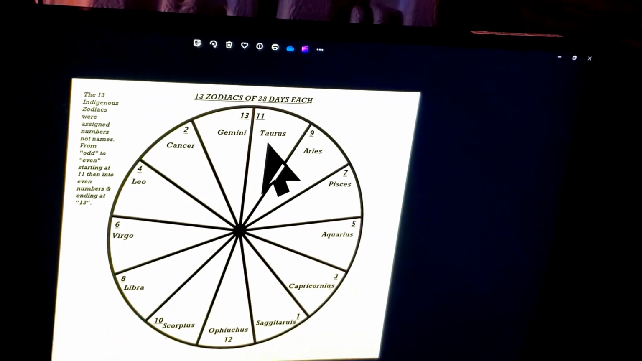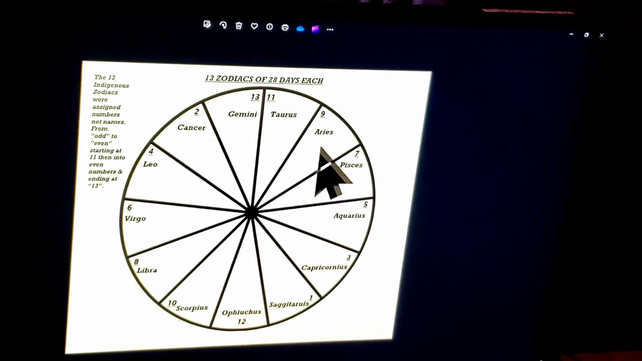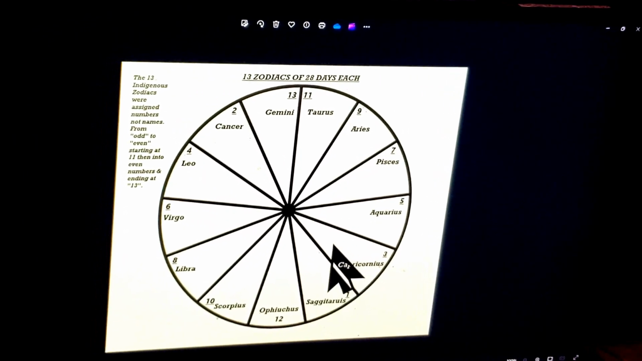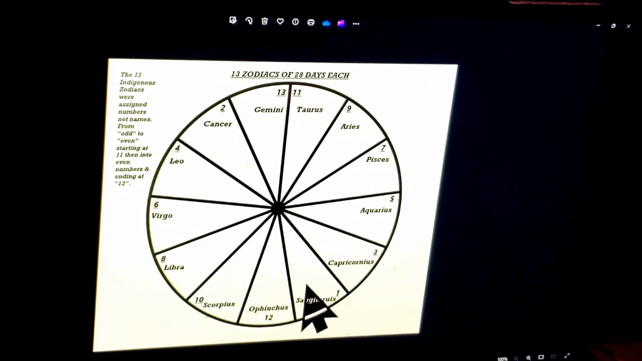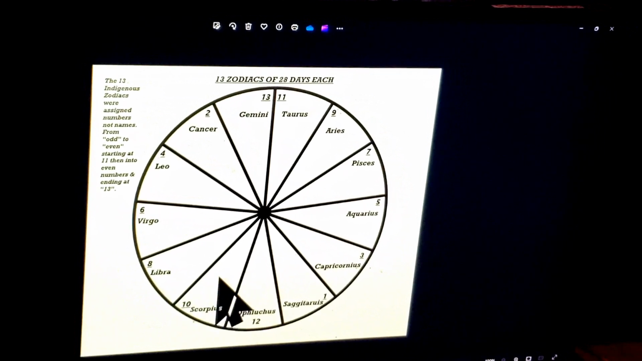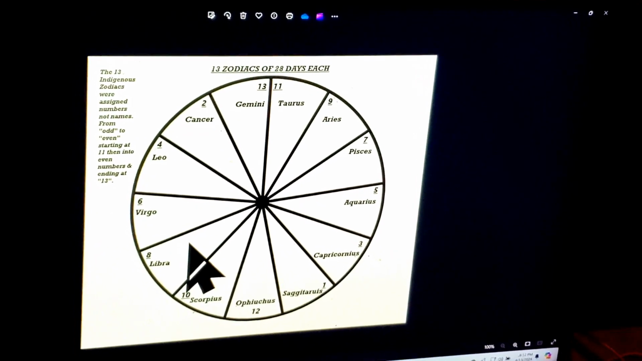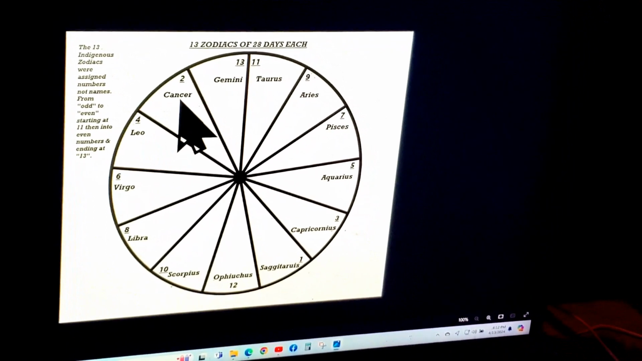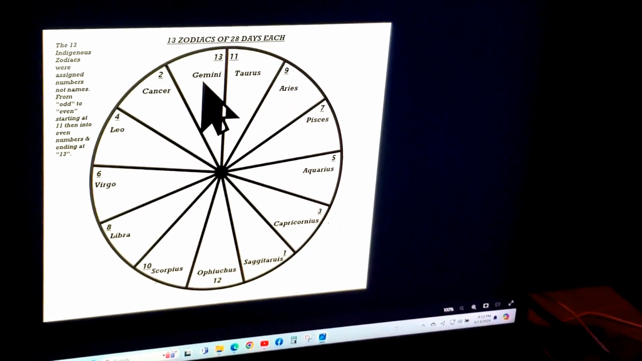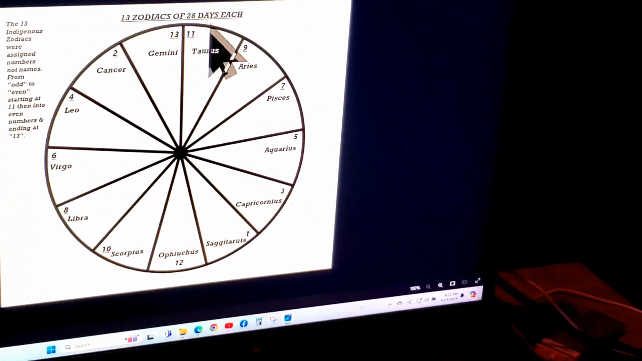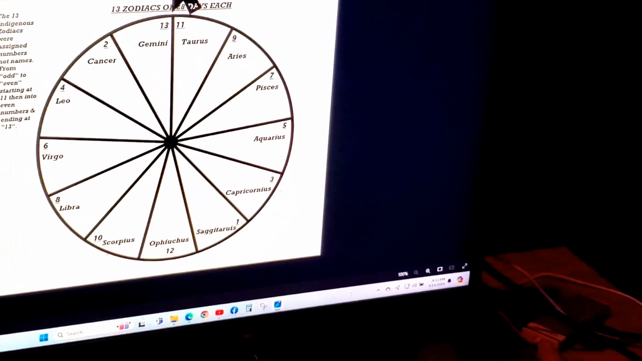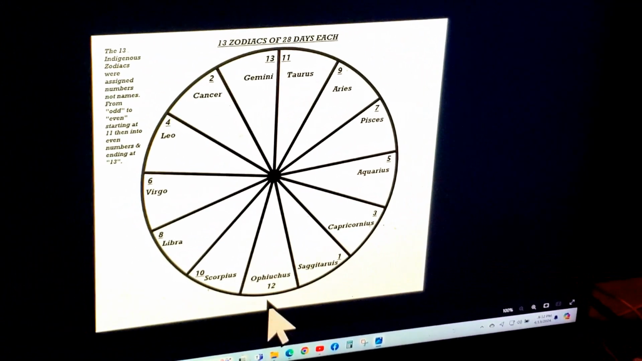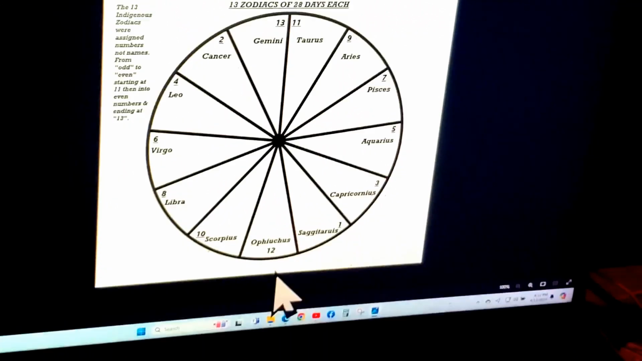There's 28 days that Taurus is here, 28 days that it's in Aries, 28 days in Pisces, 28 days in Aquarius, 28 days in Capricornus, 28 days in Sagittarius, 28 days in Ophiuchus, 28 days in Scorpius, 28 days in Libra, 28 days in Virgo, 28 days in Leo, 28 days in Cancer, 28 days in Gemini, and then you come all the way back to the starting point where it starts all over again when the Pleiades is directly overhead at midnight. And the underworld is directly down here in Ophiuchus, where the serpent bearer is in this neck of the woods.